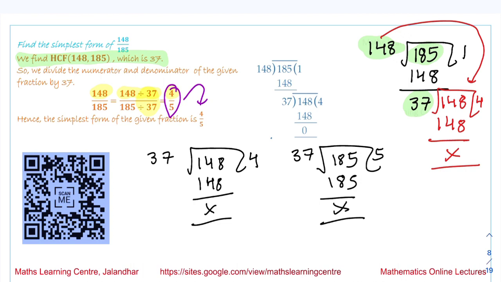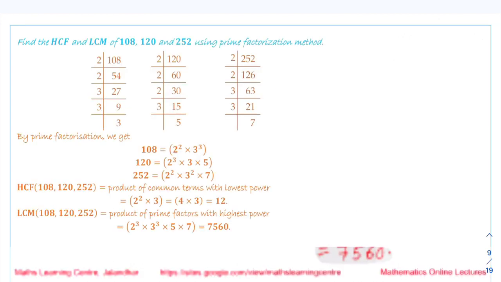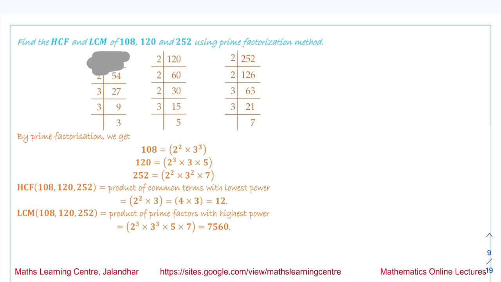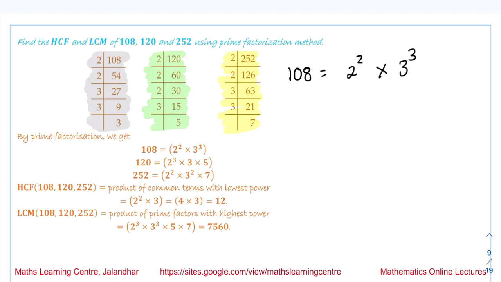Next we have to find the HCF and LCM of these three numbers. The procedure is the same. The first step is to do the prime factorization of all these three numbers. It is shown over here, the prime factorization of 108, then next the prime factorization of 120, and then the prime factorization of 252. So after this what we see is that 108 we can write as 2 raised to the power 2 into 3 raised to the power 3.